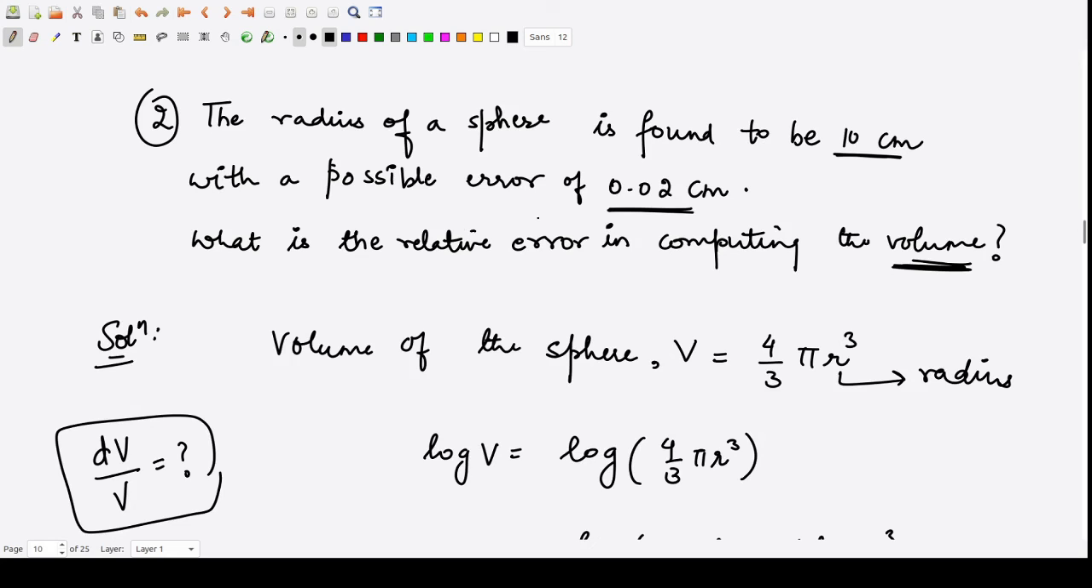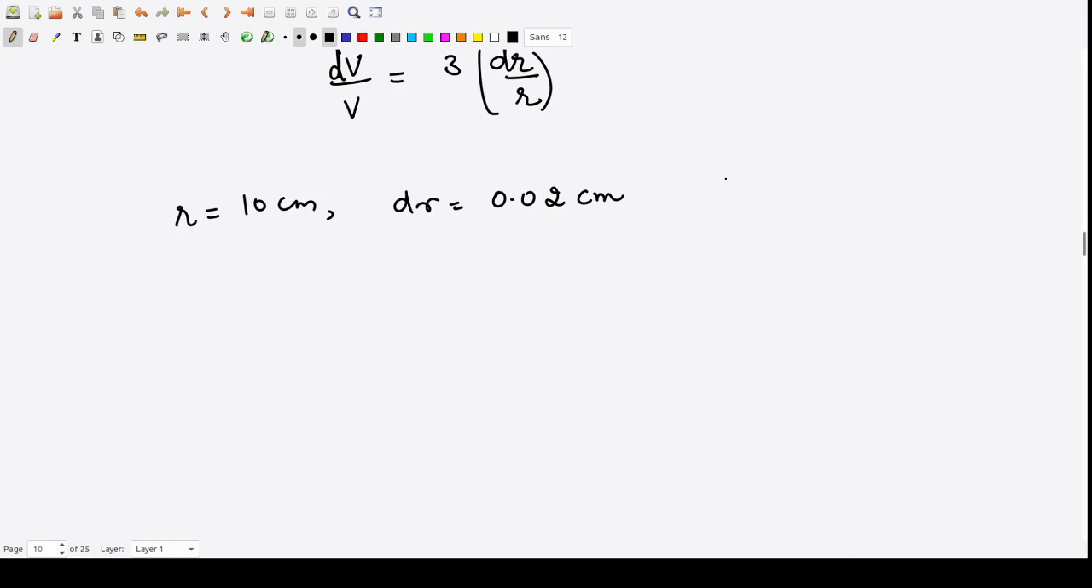So how can you differentiate whether this is an absolute error or a relative error? Notice that this is 0.02 centimeter, so it is available to you with the units of length. That means this is the absolute error and not the relative error. Okay. So you now know what is r, what is dr.